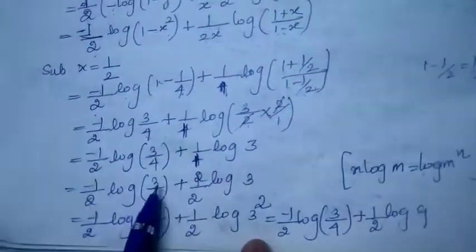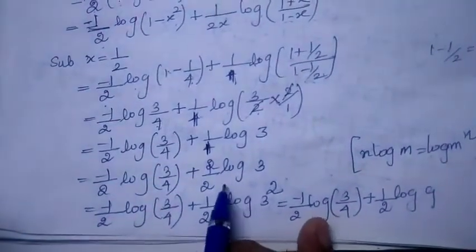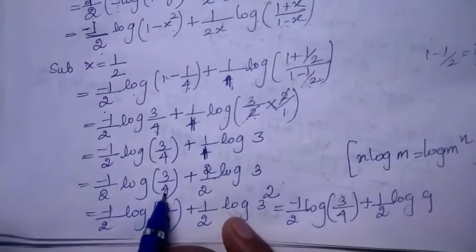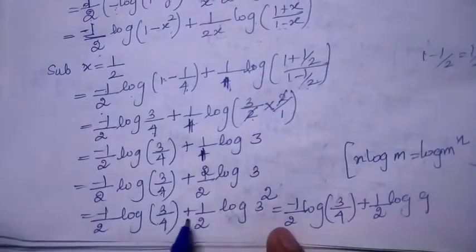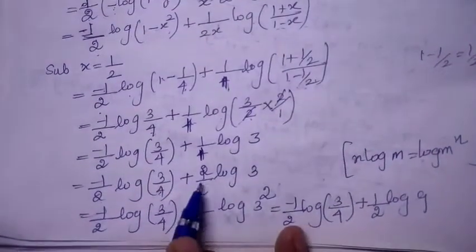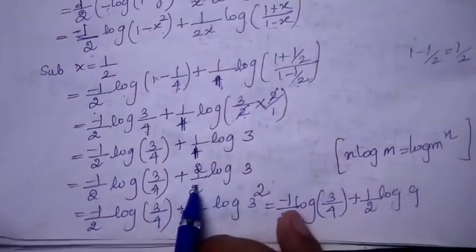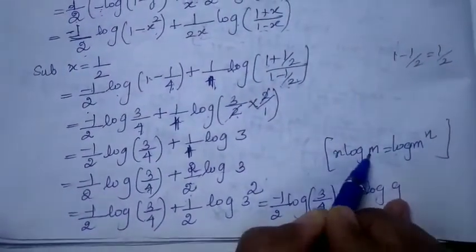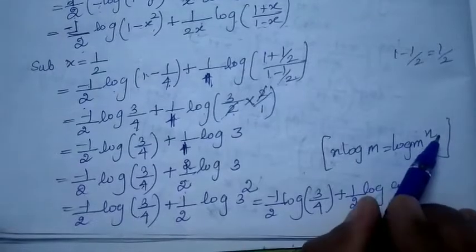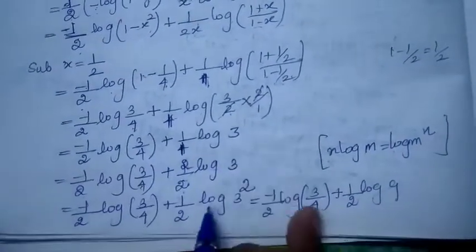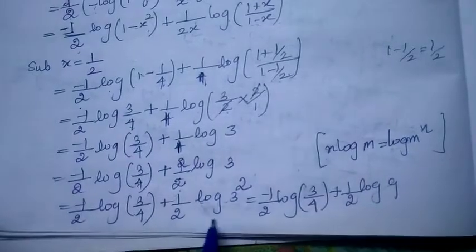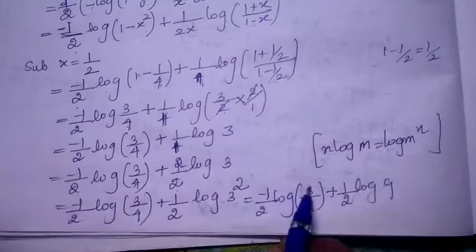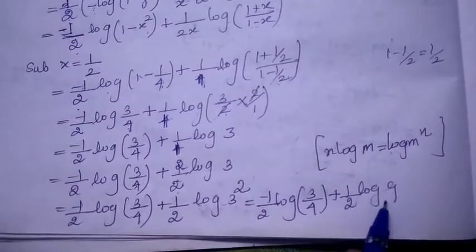So minus 1 by 2 log 3 by 4 plus, I am going to multiply. Since we have 4 in the denominator, to do some changes, I am just going to multiply and divide by 2 here. When you multiply and divide by 2, this is in the form of n log m, which can be written as log m power n. So you can take this as a power of 3, which can be written as log 3 square, right? So the same steps are remaining: minus 1 by 2 log 3 by 4 plus 1 by 2 log 9.